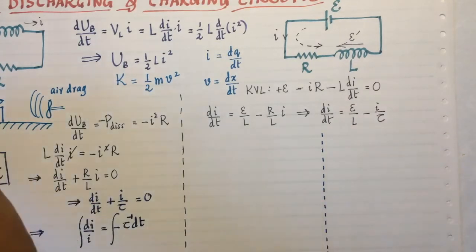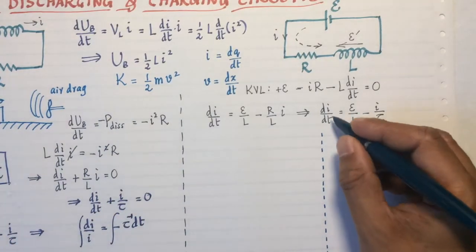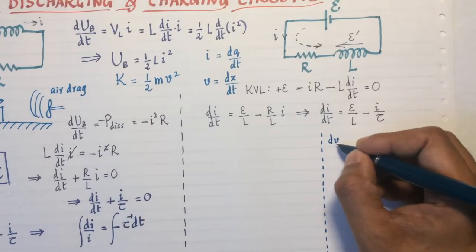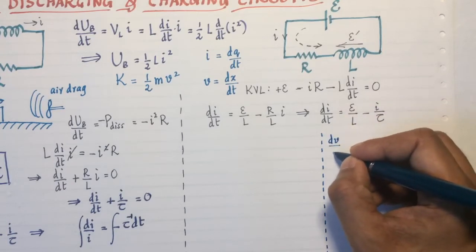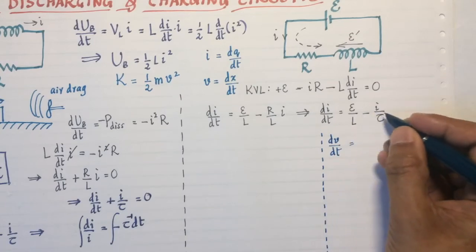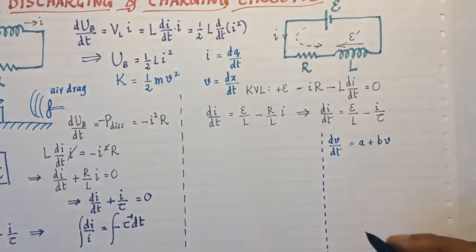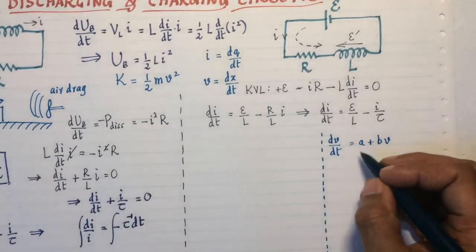So as to save some writing. I don't really think it will save some writing. But let's use the electromechanical analogy and think of this as velocity, dv by dt. And let me call this A and A plus bv. All right. Let's try to solve this basic equation.